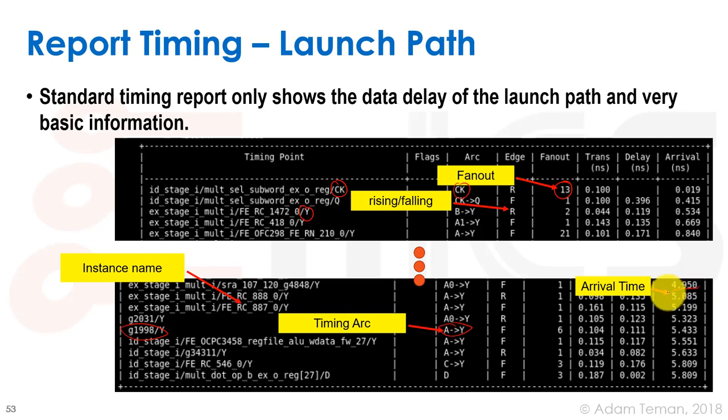We can see what the arrival time was at each one of these output pins, and what the transition on the net was. Here it was 105 picoseconds. We can also see the delay over here, which was the gate plus wire delay between this time and this time. So there's a lot of data that's written here in the timing report, and we'll see how we can customize that as well.